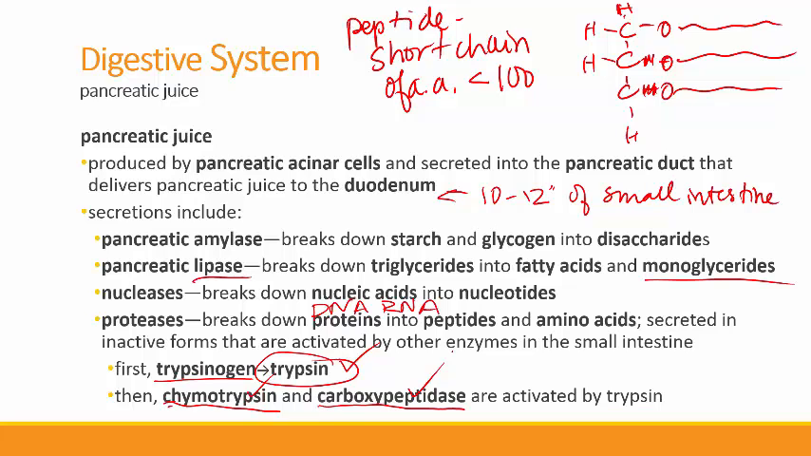So to help you remember which of the names are involved with breaking down proteins, the thing to remember is that pepsin is the first protease. If it has trip, like trypsin or chymotrypsin, or if it has pep, like carboxypeptidase and pepsin, then we know that that's an enzyme that's responsible for breaking down proteins. So trip and pep are the protein enzymes.